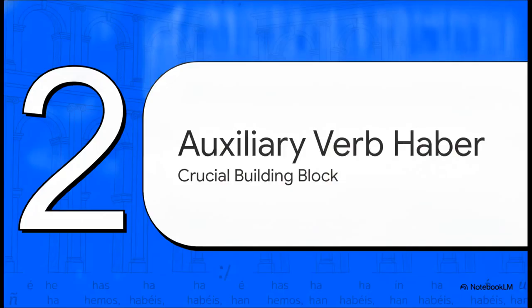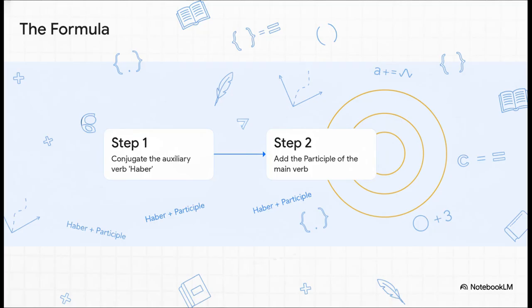Moving on to Section 2, the auxiliary verb haber. Now that we've got the what and the why, let's look at the next crucial building block. This is the foundational verb that makes the entire tense function. Honestly, you literally cannot construct the antepresente without it.